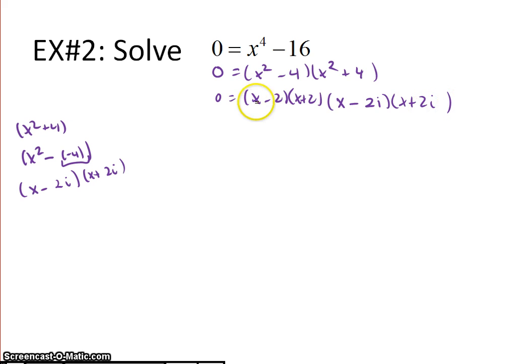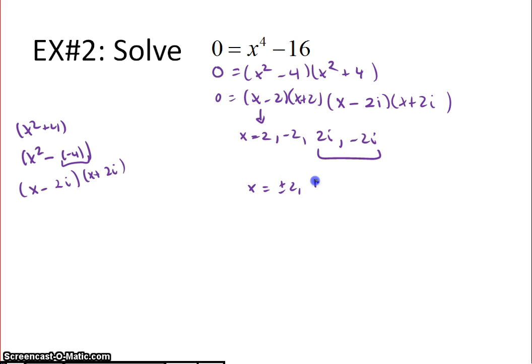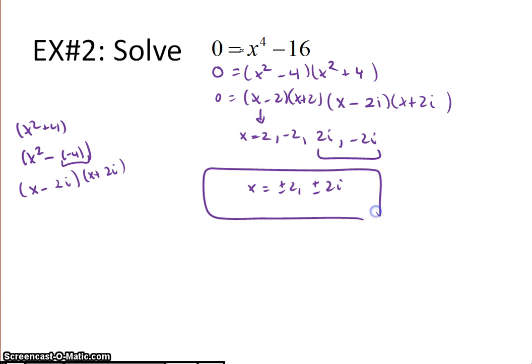So now that you have this, you take each term. When you set it equal to 0, this gives you x equals 2, x equals negative 2, this gives me x equals positive 2i, and this gives me negative 2i. And you see complex roots come in complex conjugate pairs. So this can also be written, of course, as x equals plus or minus 2 and plus or minus 2i. Those are all the solutions there.